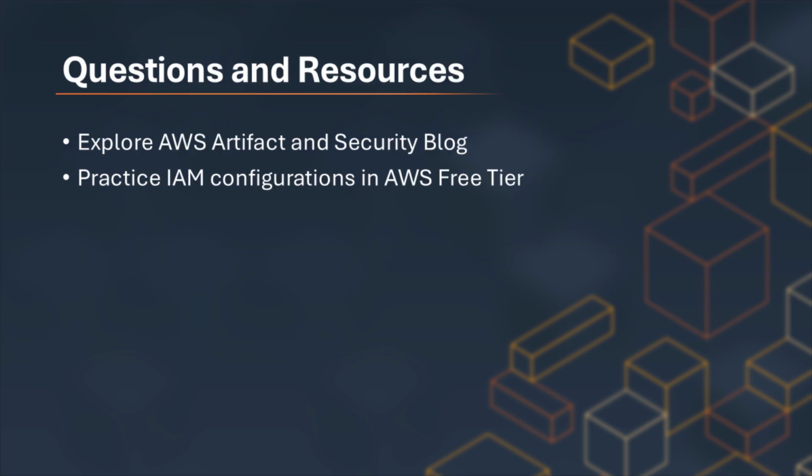A final tip: the exam's compensatory scoring means you only need an overall 700 out of 1000. Guess on tough questions, as there's no penalty. Explore the AWS Security Center, and feel free to ask questions. That's our extended overview of Domain 2, Security and Compliance.